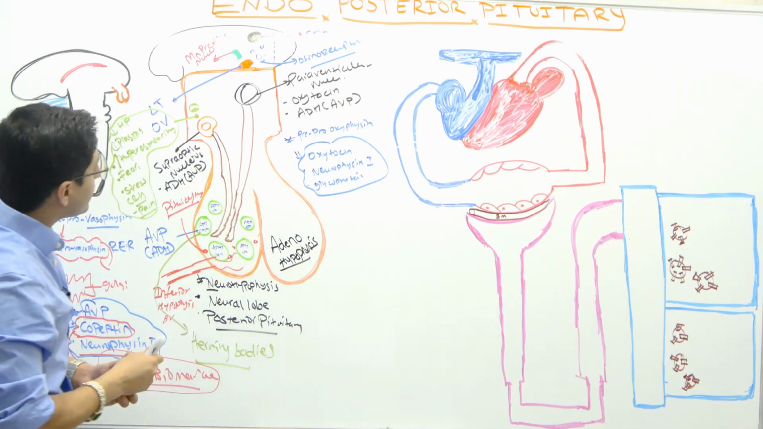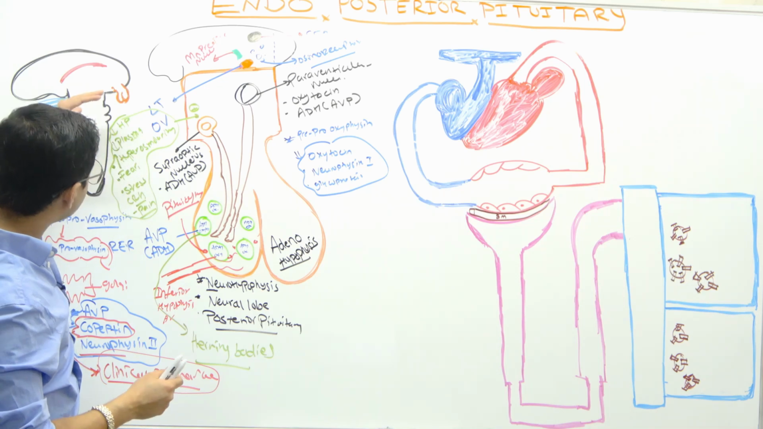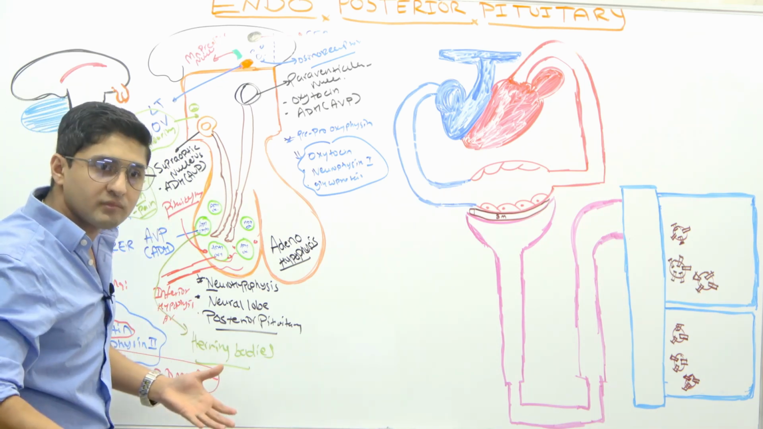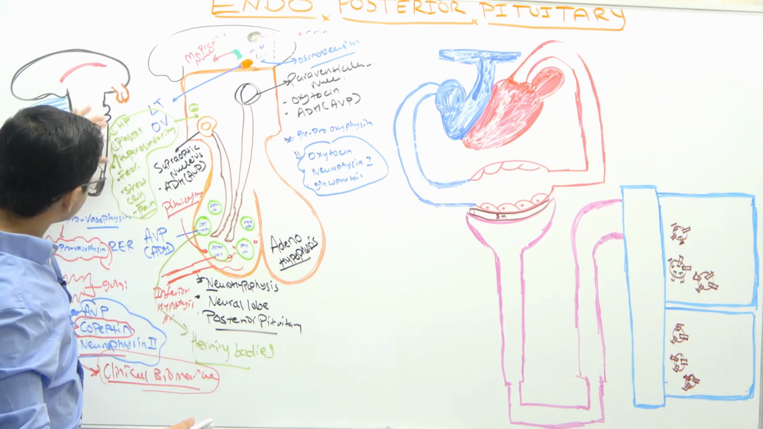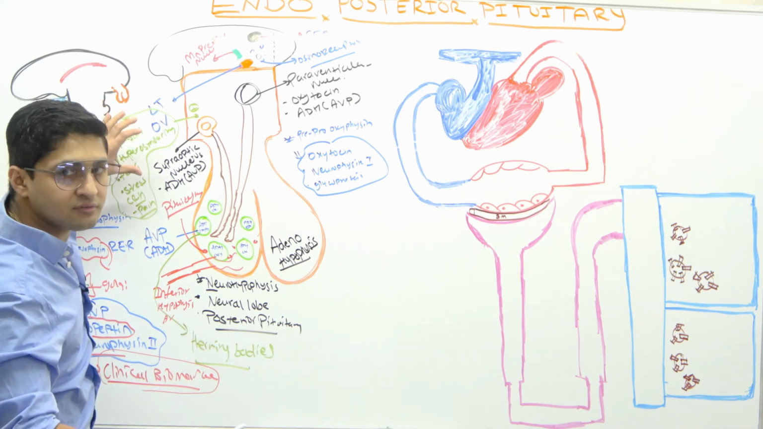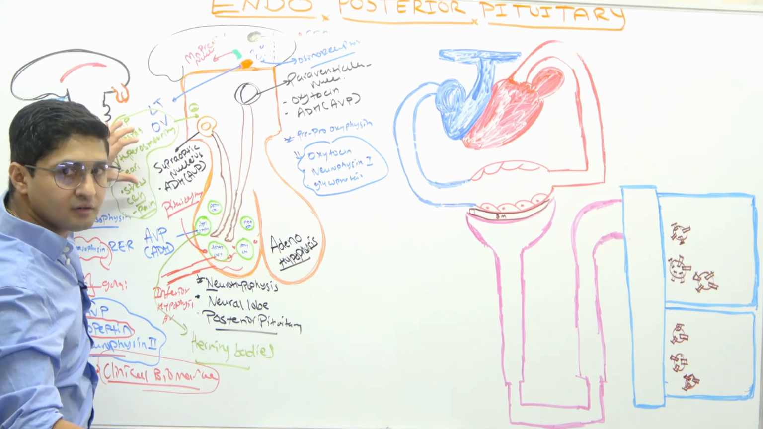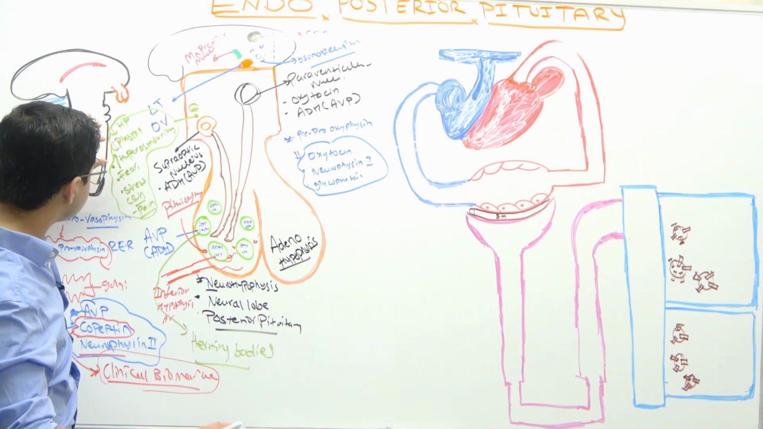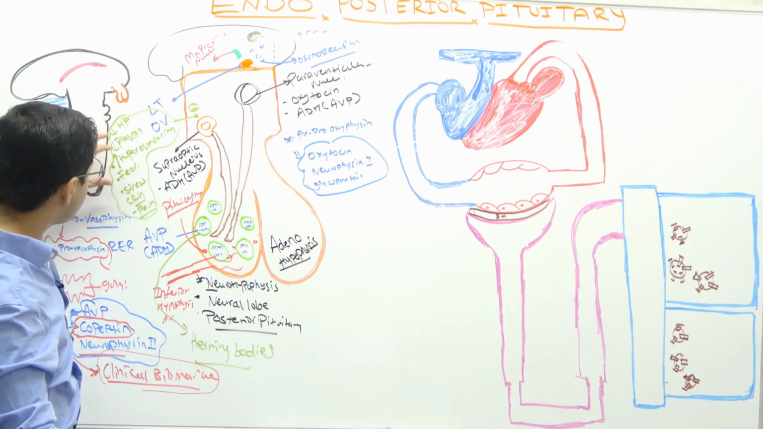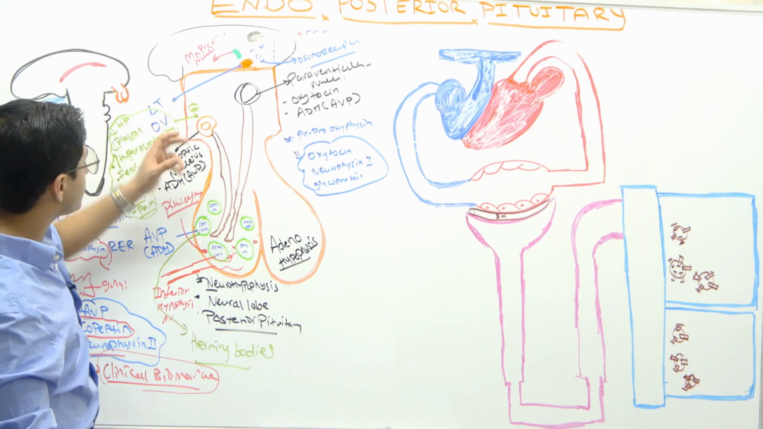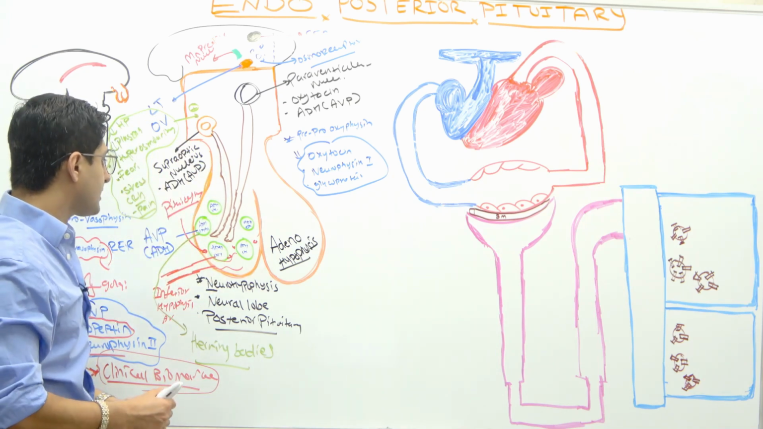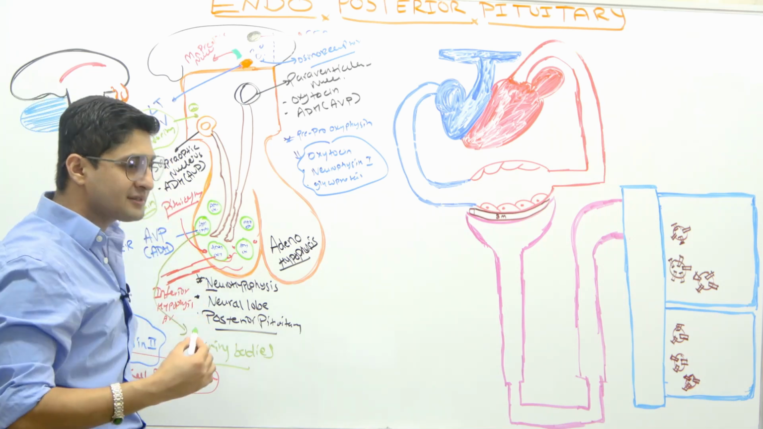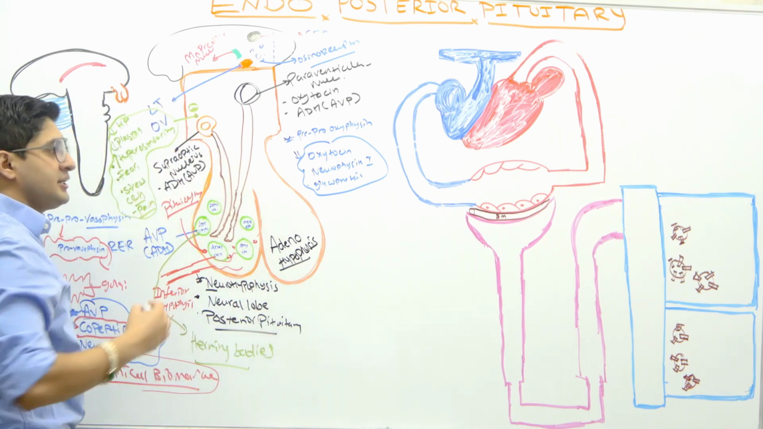Now, these are the factors: a low level of plasma fluid during hemorrhage, or dehydration, or a heavy loss of fluid from your body, or hyperosmolarity, or during fear or stress, emotional or even painful conditions. This stimulates the release of ADH. Now, if these are the stimuli, what are the factors that will inhibit the release of ADH?